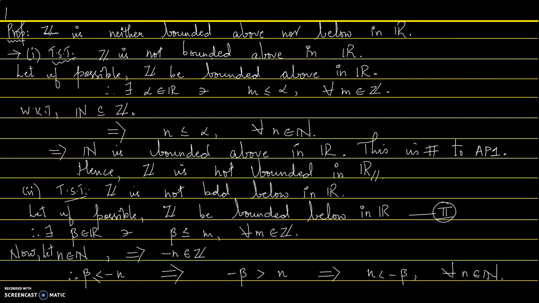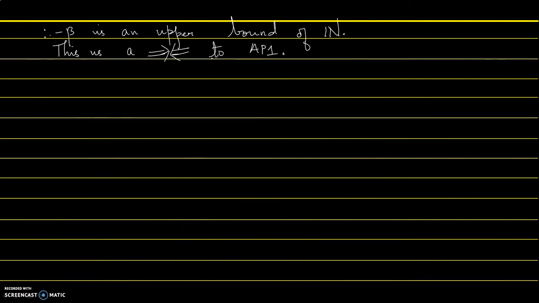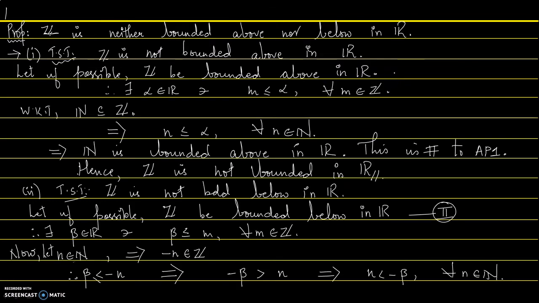And why are we getting this contradiction? Because we assumed that the set of integers is bounded below, and hence Z is not bounded below in R. So that's what we end up with. The set of integers is neither bounded above nor below in R.